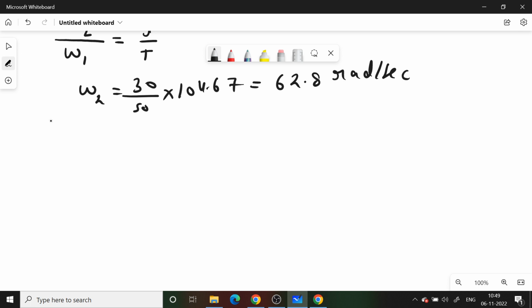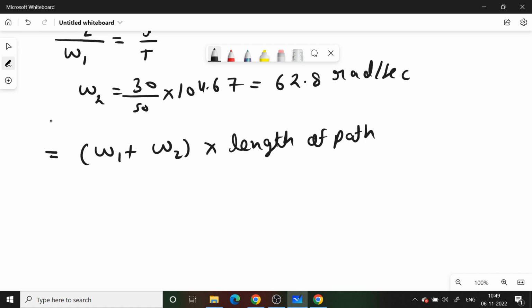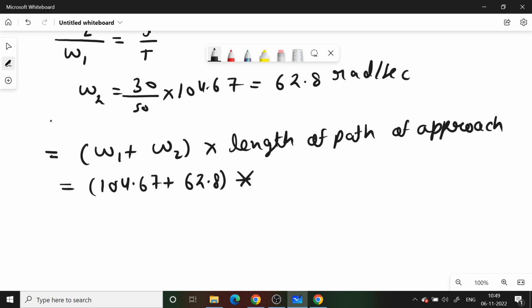Okay. So sliding velocity of engagement will be omega 1 plus omega 2 into length of path of approach. It will be equal to 104.67 plus 62.8 into 21.03. It will be 3.522 meter per second.